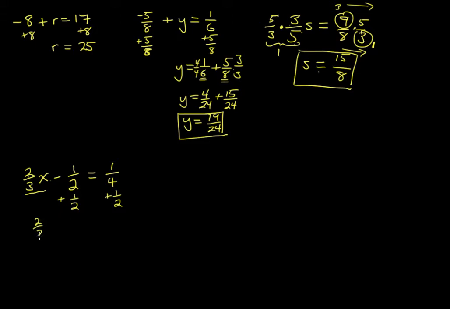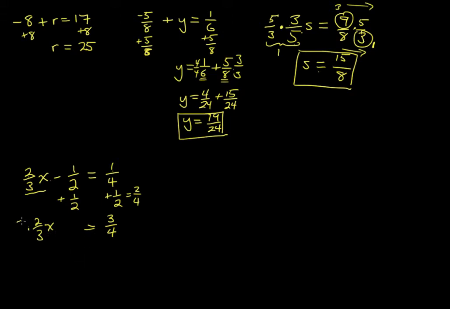That leaves me with 2/3 x on this side. On this side, it's 1/4 plus 1/2. Well, 1/2 is equal to 2/4, so it's 1/4 plus 2/4. Well, that's 3/4, as you'd expect. A quarter plus a half. A quarter plus 2/4 is 3/4. So now I've got 2/3 x equals 3/4.